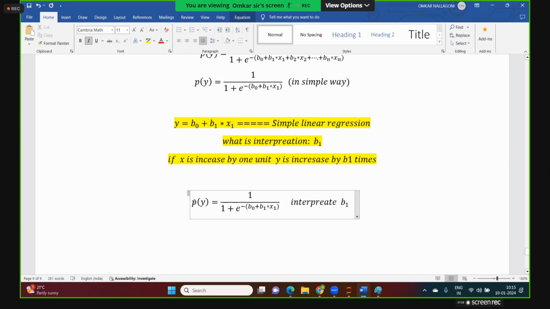You can't interpret this equation. Why? At least tell me that. Which equation is it, linear or non-linear? I told you that non-linear equations can't be interpreted. Only linear equations can be interpreted. This is a very, very important interview question.